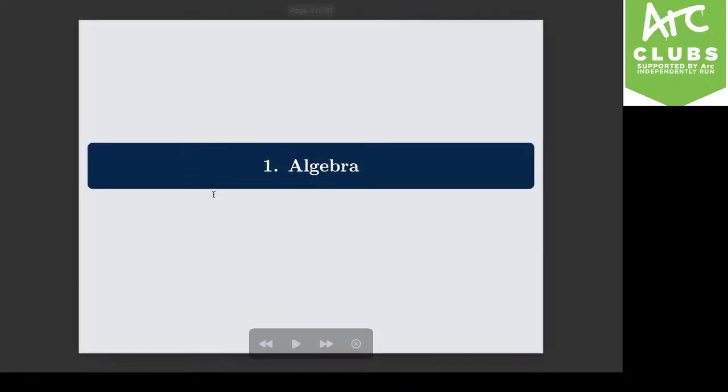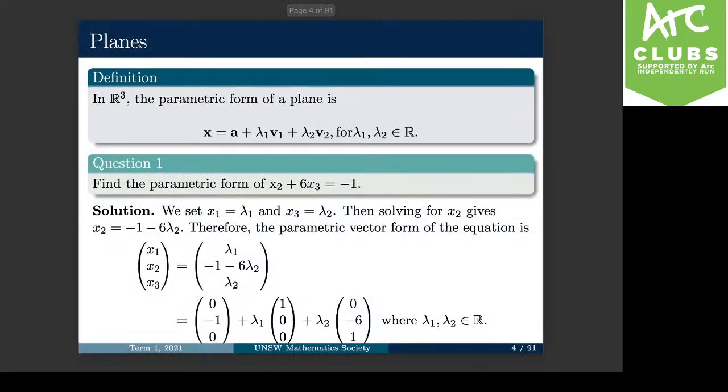So we'll start with algebra, just some fundamental stuff. The definition of the parametric form of a plane is shown here, so it's definitely great to memorize it for the actual exam because it's pretty fundamental. I think Gordon made an essential formula sheet on the Facebook page, so you can probably find it up there as well.